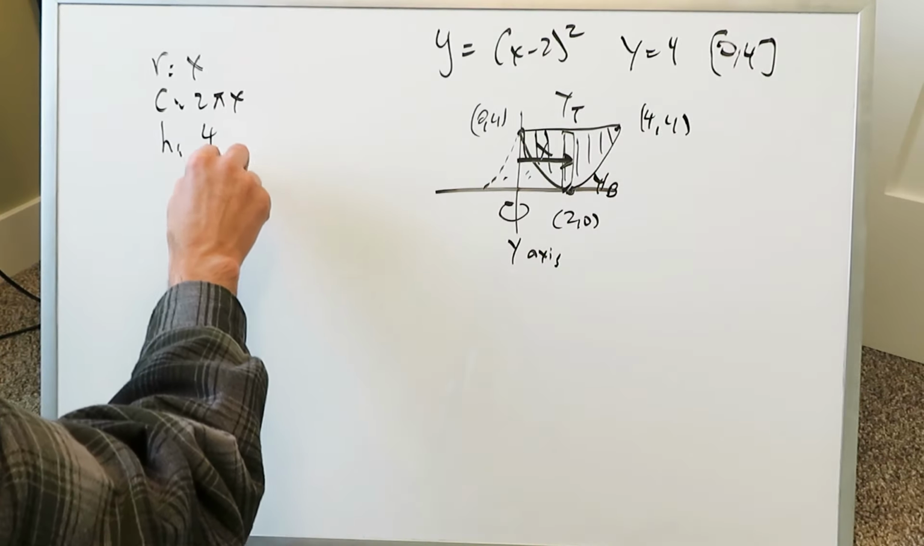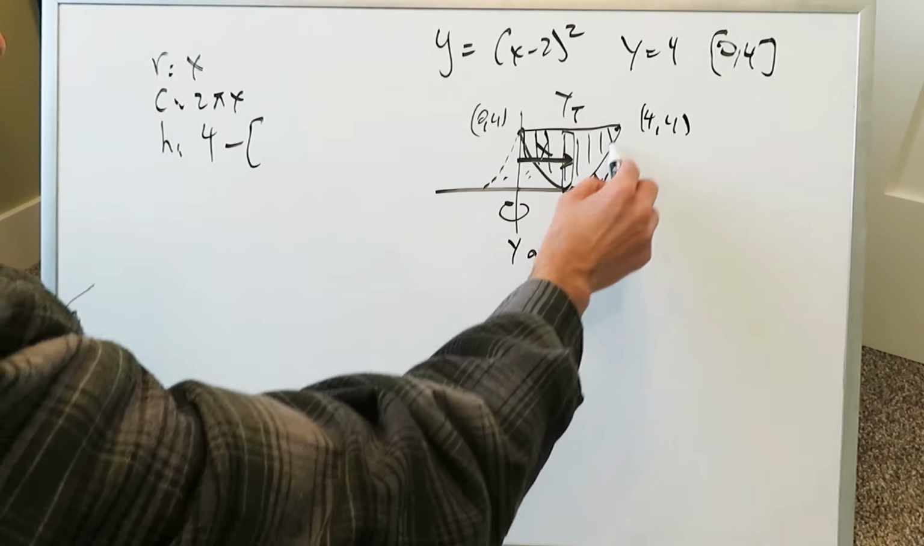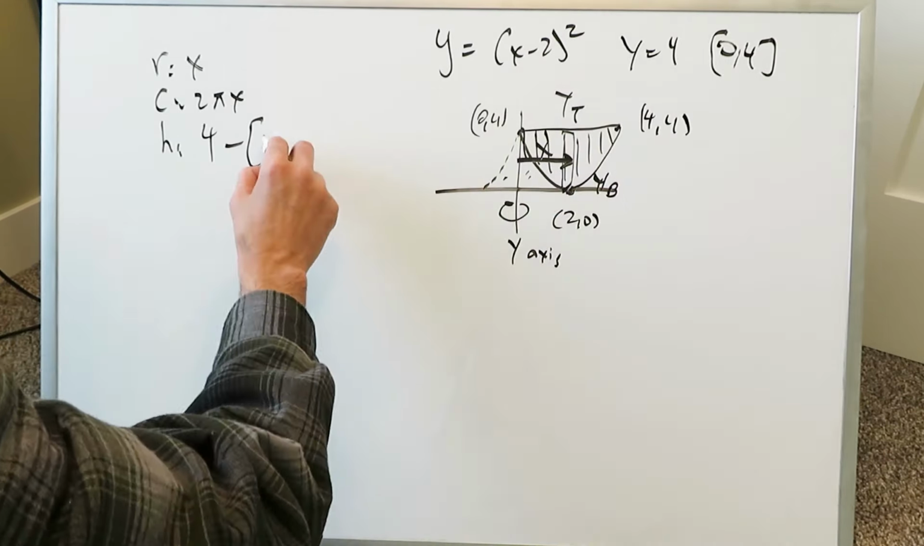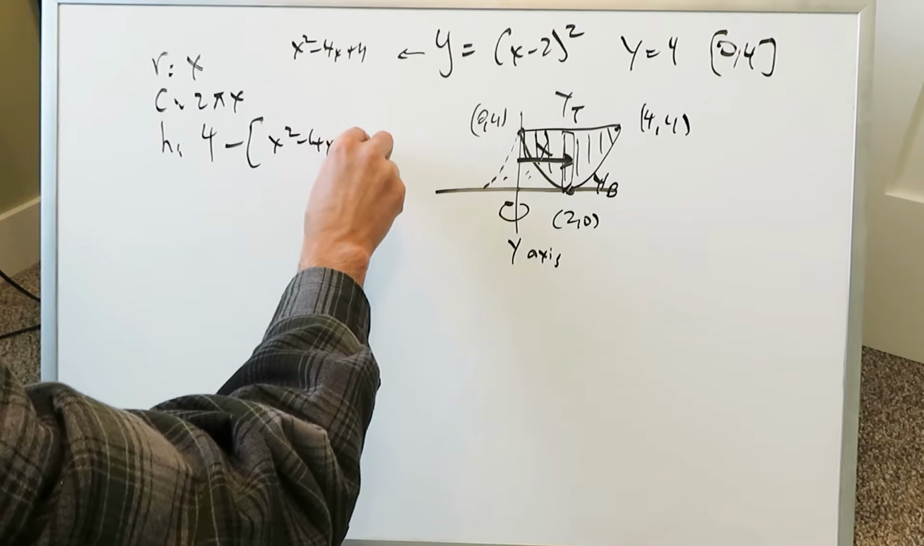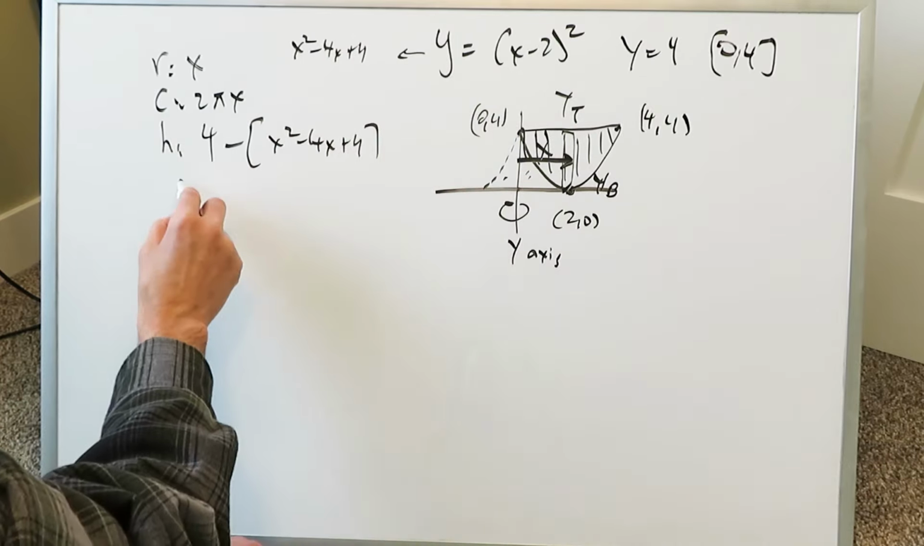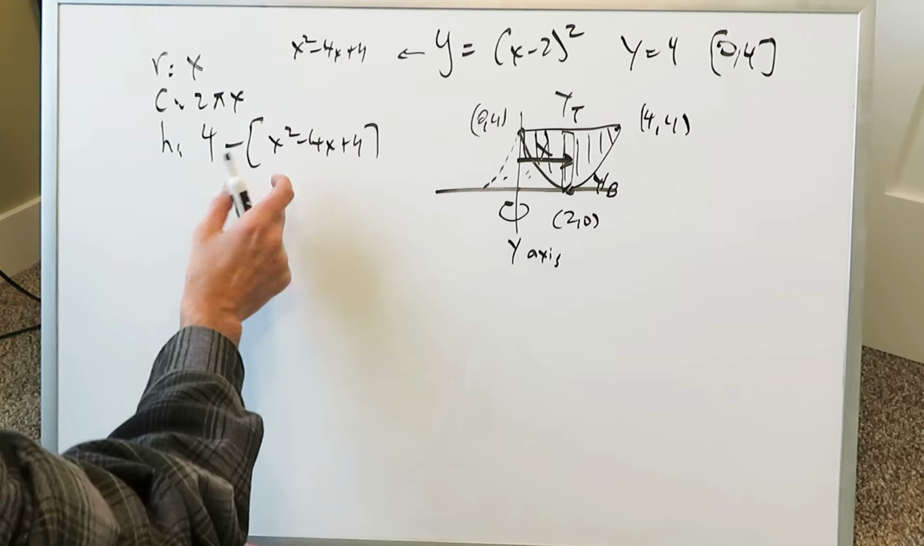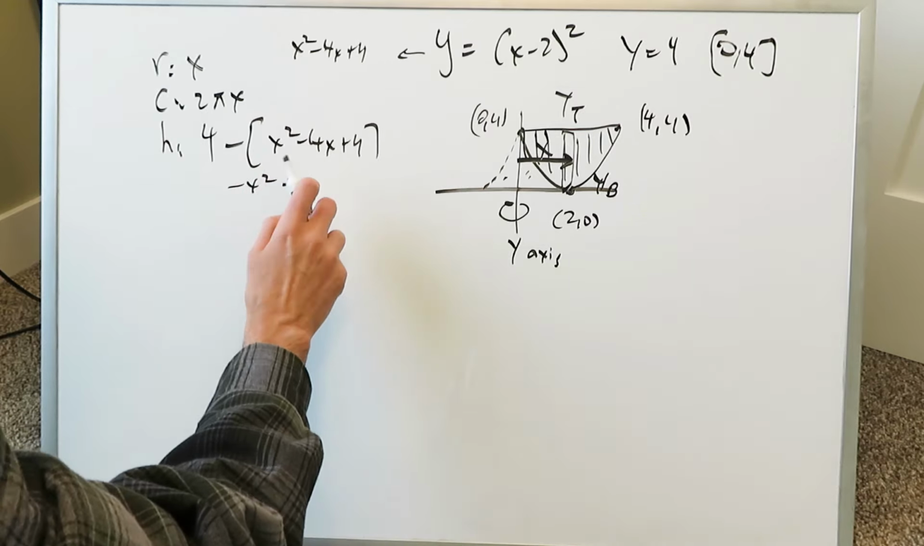What's your yt? It's your horizontal line, 4. What's your yb? It's this function right here, (x minus 2) squared, which you can write as x squared minus 4x plus 4. When you open this up, the 4's will cancel out. Your height of your Riemann rectangle would be minus x squared plus 4x.